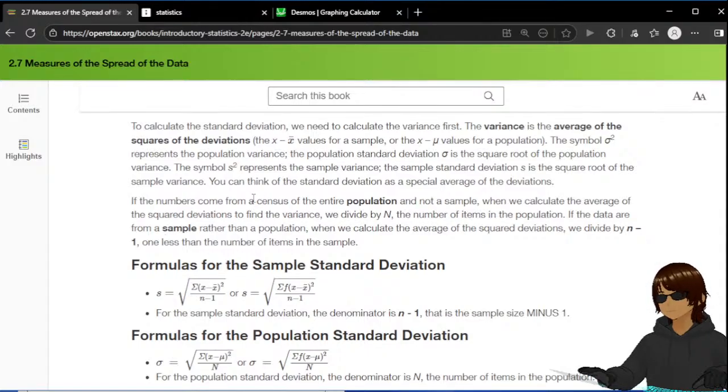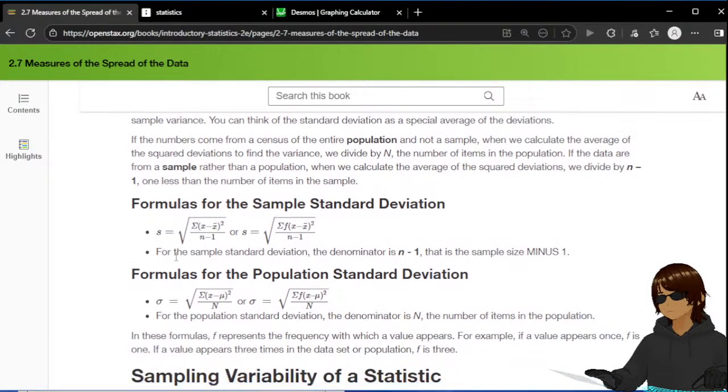If the numbers come from a census of the entire population and not a sample, when you calculate the average of the squared deviations to find the variance, we divide by n, the number of items in the population. If the data are from a sample rather than a population, when we calculate the average of the squared deviations, we divide by n minus 1.